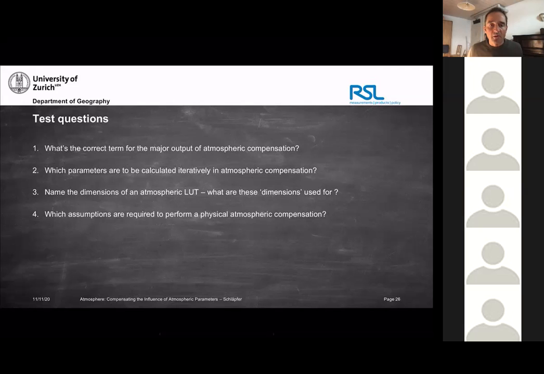What's the correct term, or the best term, for the atmospheric compensation output? Remember, first I introduced HDRF, and some people are using the term HDRF. I rather like BOA, bottom of atmosphere reflectance. It's a reflectance and not a reflectance factor, because you relate an incoming radiation to an outgoing radiation. You don't measure over a target.